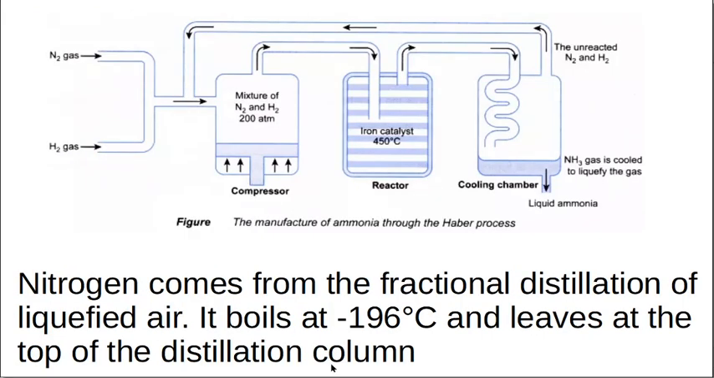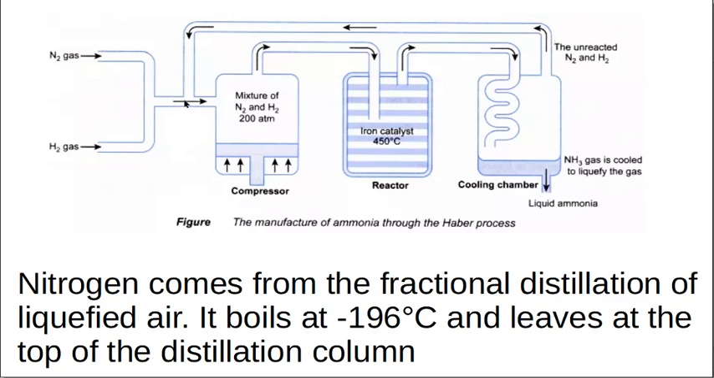So how do we actually get the raw materials to make the Haber process? Here's a diagram showing you nitrogen gas and hydrogen gas mixing, and then being pressurized, going over the catalyst, and then going into a cooling chamber, and at the bottom of the cooling chamber you get out the liquid ammonia, and then it recycles the nitrogen and hydrogen.